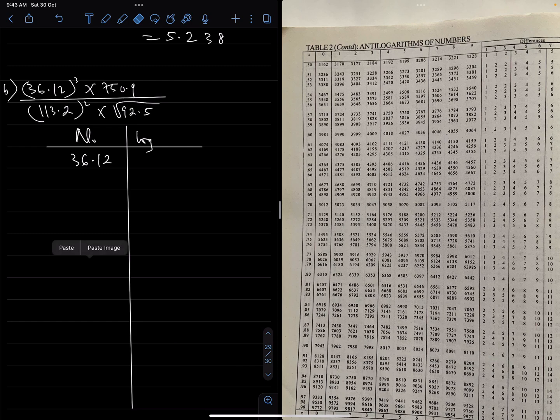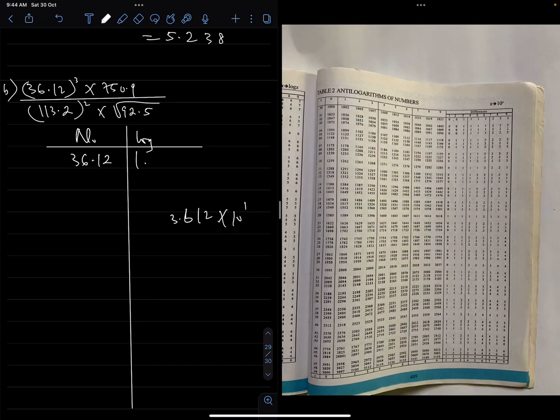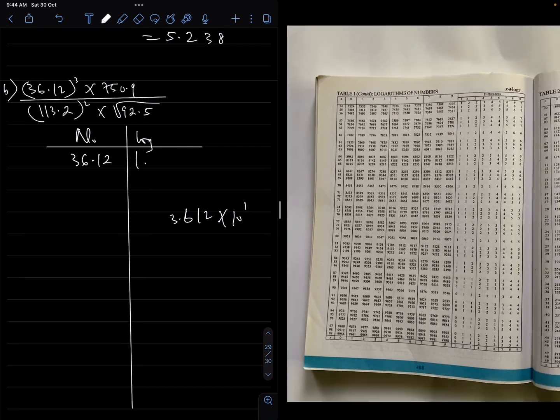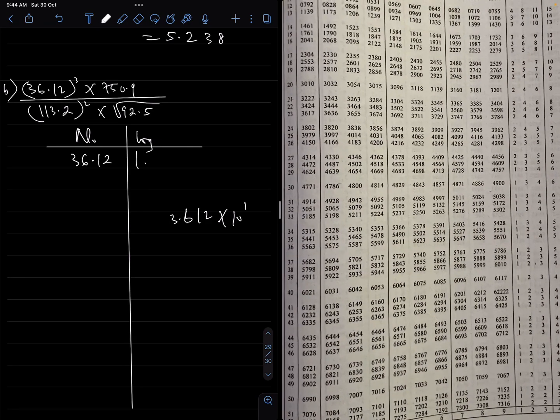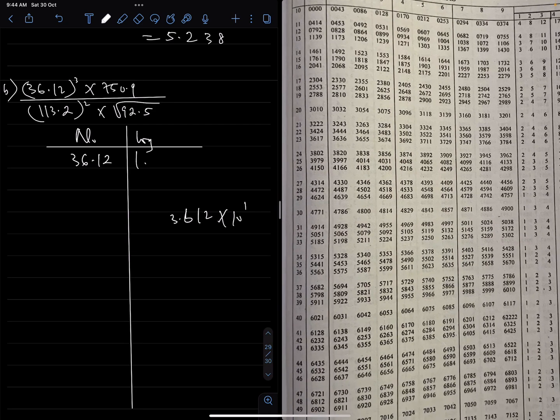Now 36.12 in standard form will be 3.612 times 10 raised to power 1. So the characteristic is 1. And then you put the point. Now you check log 36 under 1, difference 2. Make sure you're not checking anti-log when you're supposed to be checking logarithm. 36 under 1 is 5575. Difference 2 is also 2.